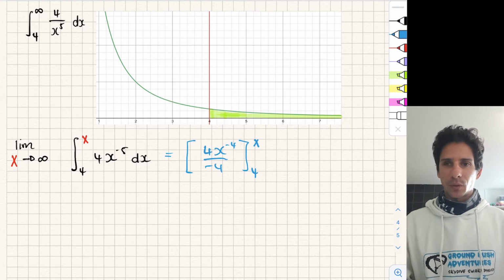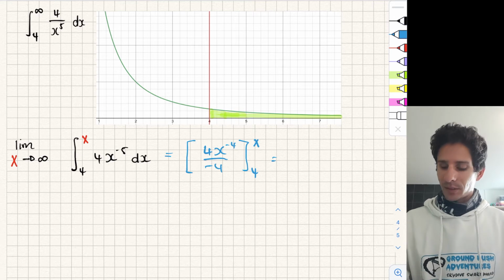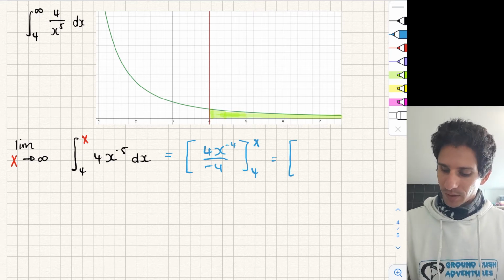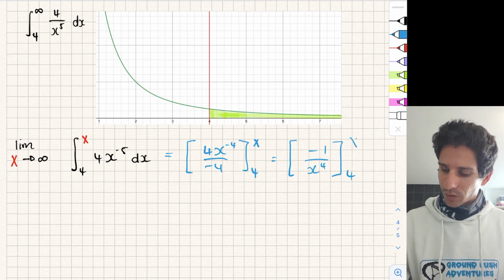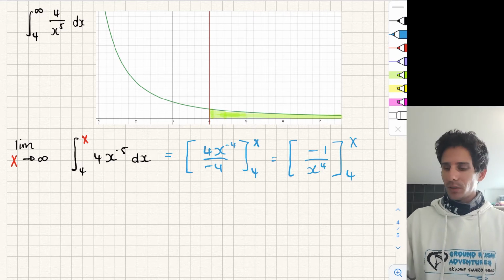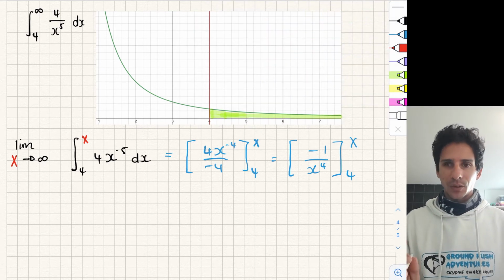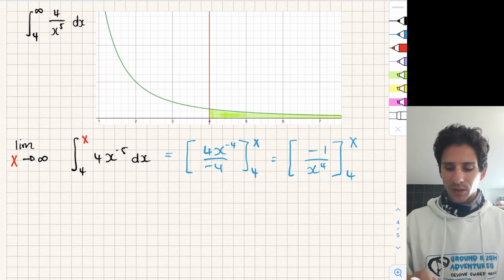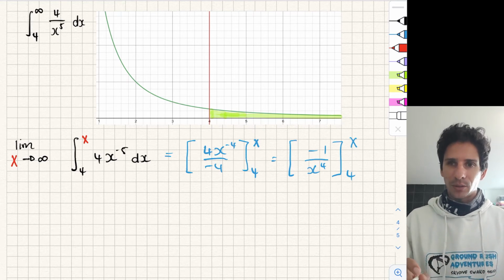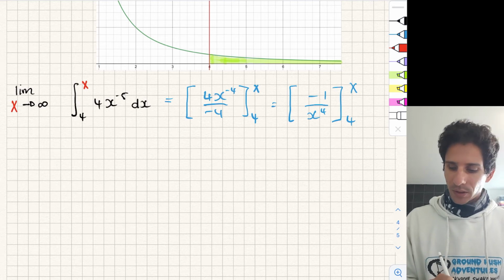Our limits are 4 and that dummy holder x. We can tidy this up a little bit further, and we can write this as minus 1 over x to the power of 4, from 4 to x. So just think about x as a placeholder. It could have been a number, but in our case, it's holding the place of infinity, because we can't quantify infinity when we put it in. You can't put infinity into your calculator. So we need to still assess this limit.